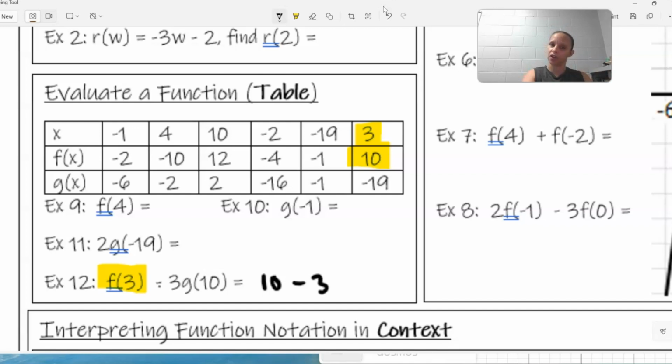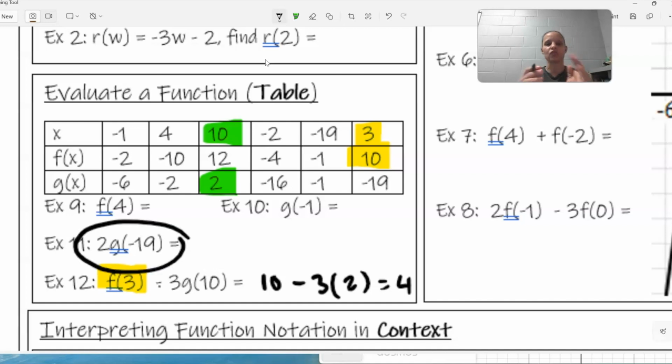So g of 10 is a function. That means I got to go look at it. Let me do a different color real quick. All right, so g, my input is 10. So 10 is my input, and we're looking at the function g. So what is my output for that? It's going to be 2. So this is going to be 2. And you're going to put that right in the calculator, and it's going to give you 10 minus 6 is 4. So I want you to go ahead and do this example just following those steps.